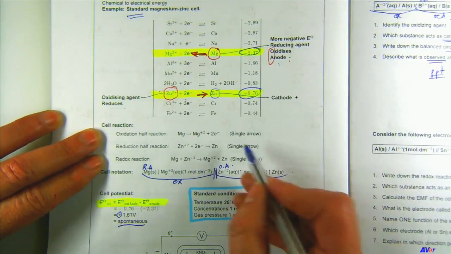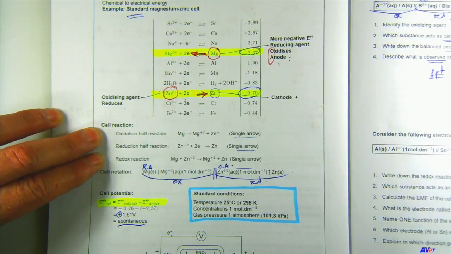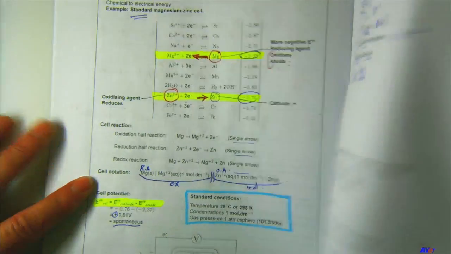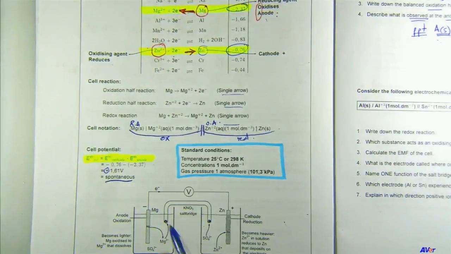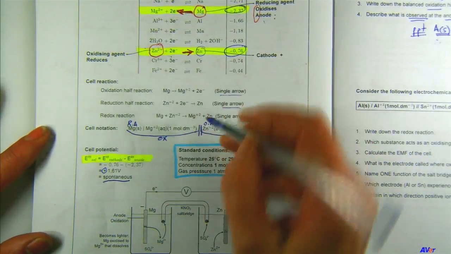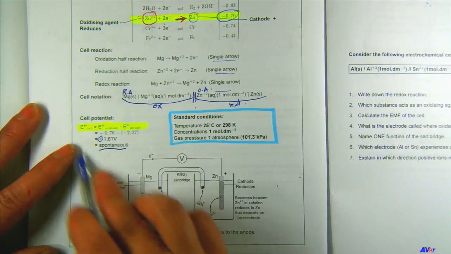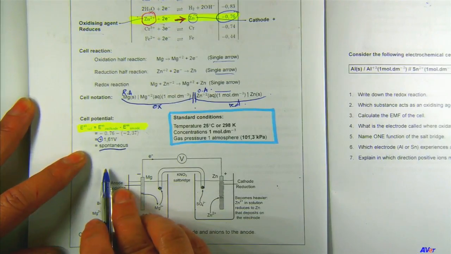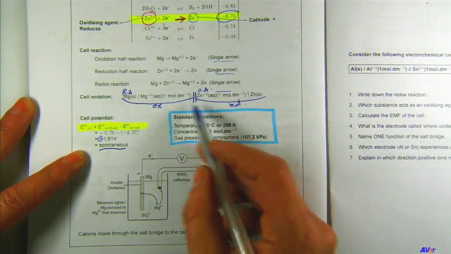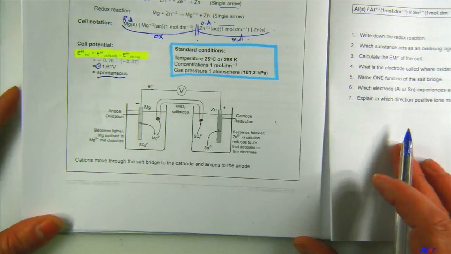Just remember single arrows. If you write a double arrow, you don't get the marks. Single arrows. Cell notation, I'll come back to you. Cell notation, what do we have to remember? Oxidation, reduction, and the double line represents your salt bridge. E0 value, you can get the cell EMF by using that equation, just substituting. The table is only true for standard conditions, and you have to be able to make a drawing. Are you fine?